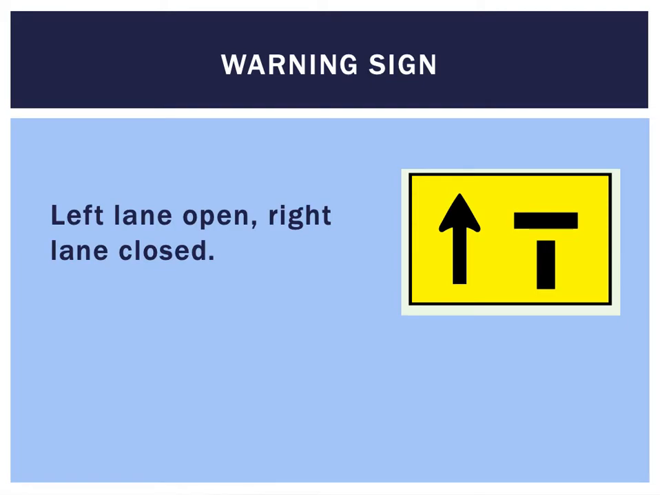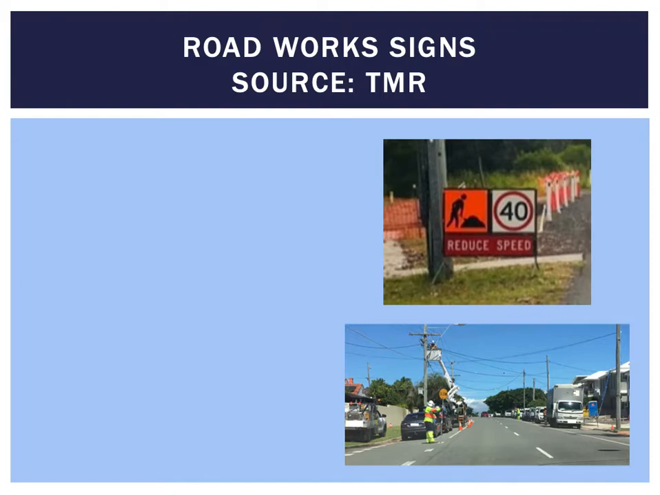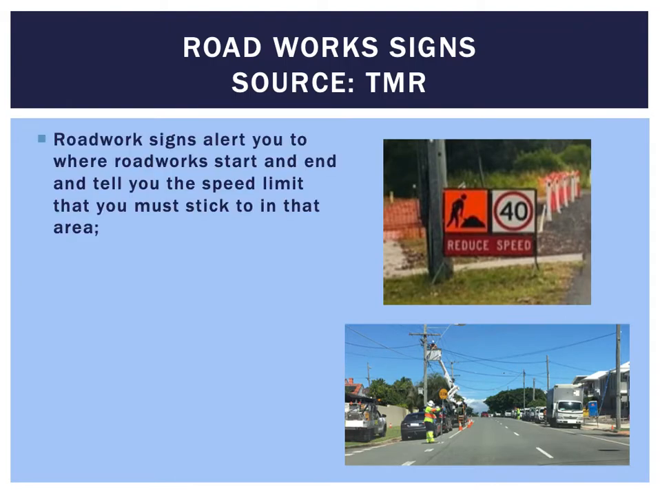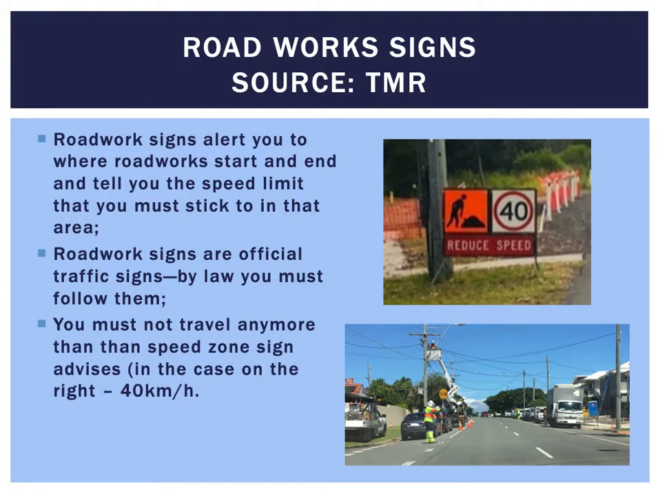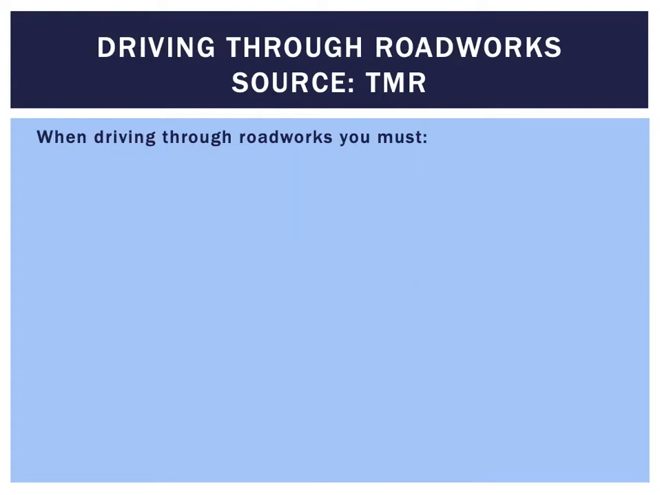Warning sign. Left lane open, right lane closed. Roadworks signs. Roadworks signs alert you to where roadworks start and end and tell you the speed limit that you must stick to in that area. Roadworks signs are official traffic signs. By law, you must follow them. You must not travel any more than the speed limit the speed zone sign advises. In the case on the right, 40 kilometers per hour.